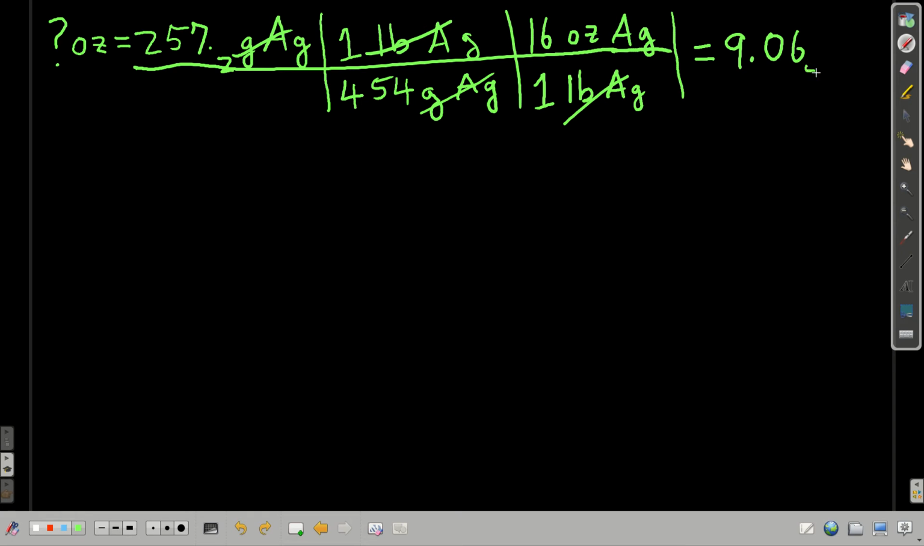9.065 ounces of silver. That rounds to 3 significant figures. The 16 and the 1 are exact. The 454 is 3 significant figures. The 257.2 is 3 significant figures. So our final answer is 9.07 ounces of pure silver in that cube.